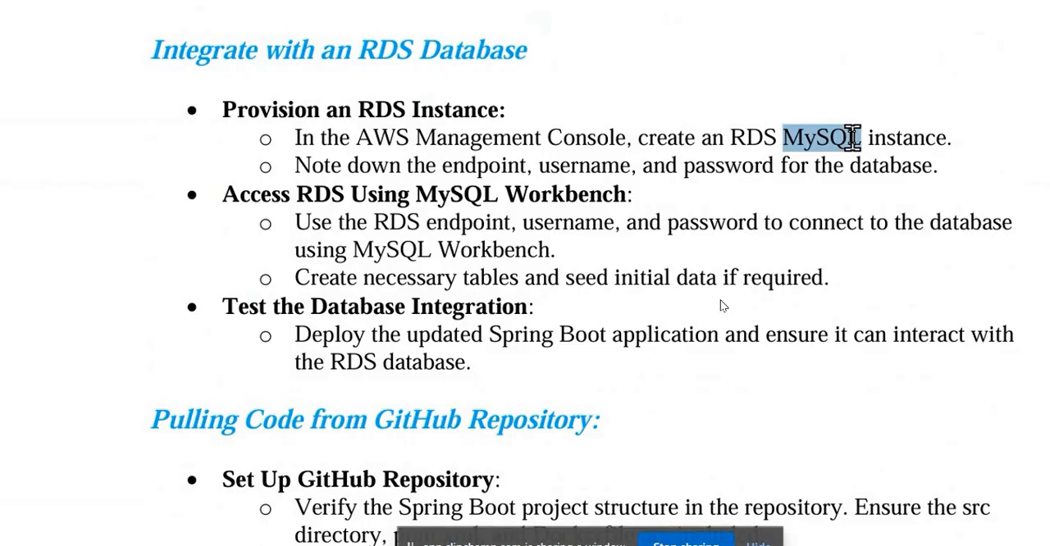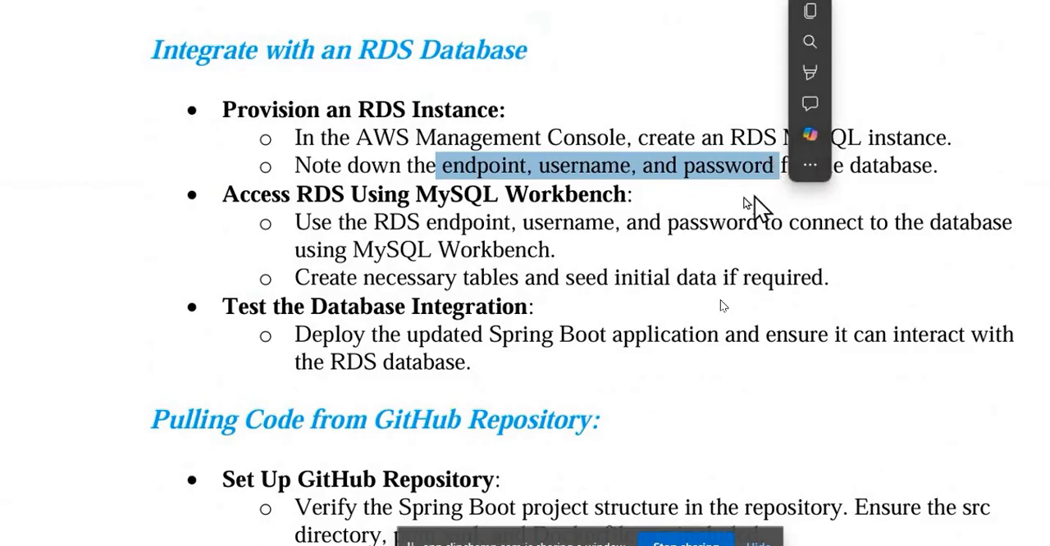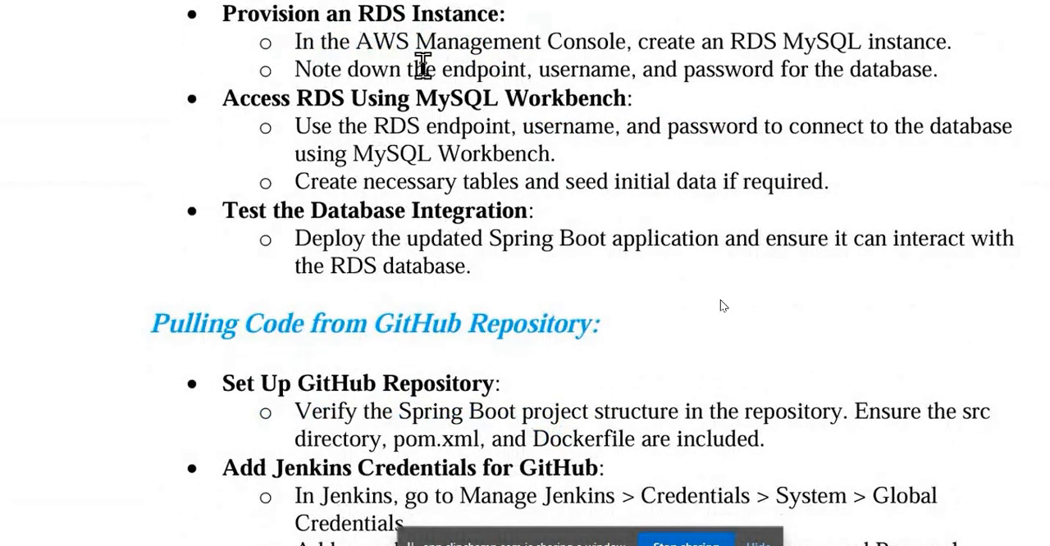Inside that, for the engine we will use MySQL, and note down the endpoint, the username and the password of the database. To establish communication with the database, these three values are very important. Without the endpoint, we cannot access the database. And if the database is secured, we need to provide the username as well as the password for that schema. We cannot directly access the database from any console, except by using an EC2 instance or similar.